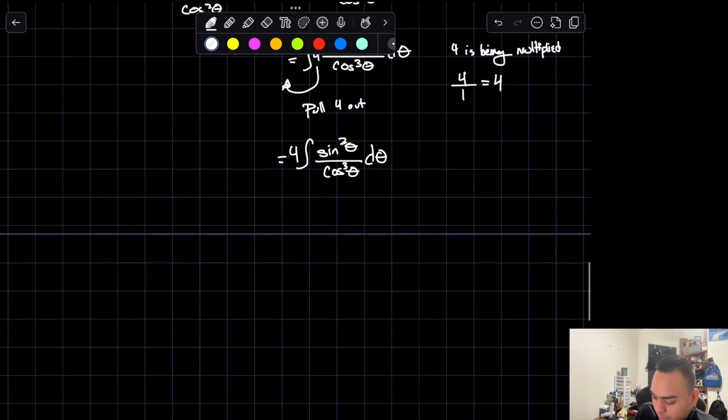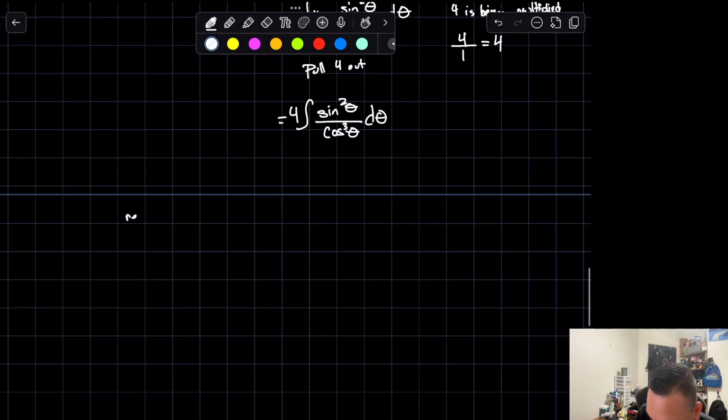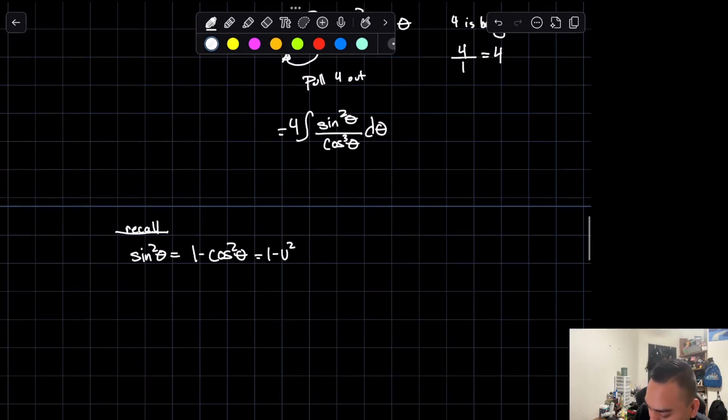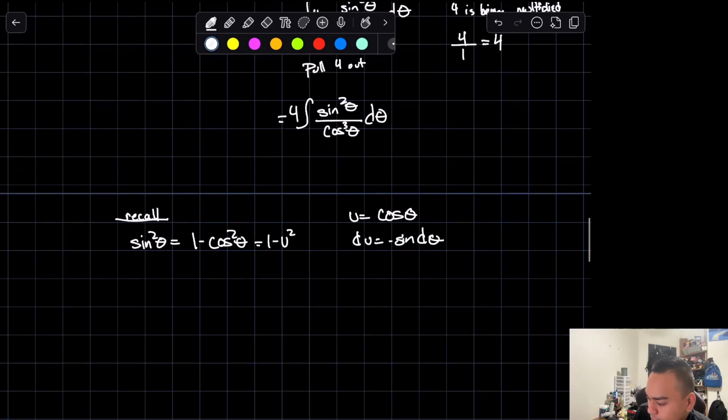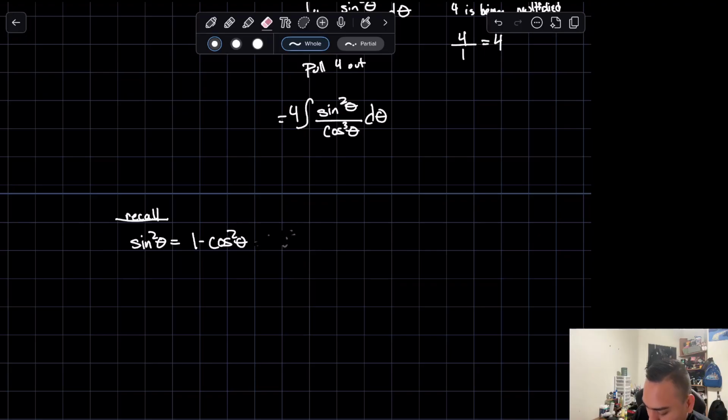And then from here, what we're going to do is we're going to be doing one of our properties. So there's another we can recall. Sine squared theta is the same as 1 minus cosine squared theta, which is just 1 minus u squared. The reason why is because we're going to make u equal to cosine theta, and our du is equal to negative sine d theta. I don't think we have to really go that far. I think we can just do basics and just stay right here. So let's convert it for simplicity's sake.